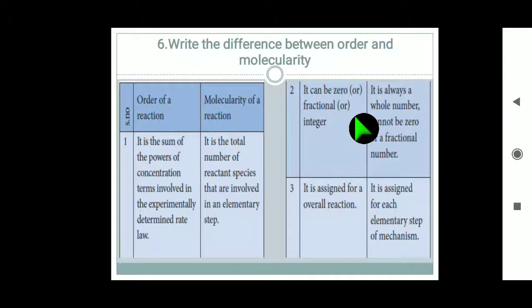Point number 2. The order of the reaction may be 0, fractional or integer; anything is possible. But the molecularity of the reaction is always a whole number. It cannot be zero or a fraction. Point number 3, order is assigned for an overall reaction. Through the overall reaction we can find the order of the reaction, but molecularity is assigned for each elementary step of a mechanism.